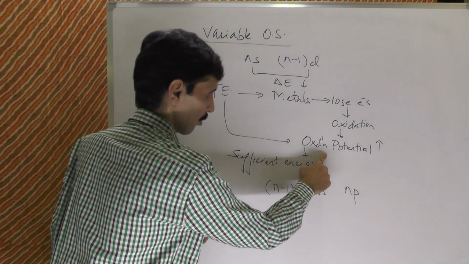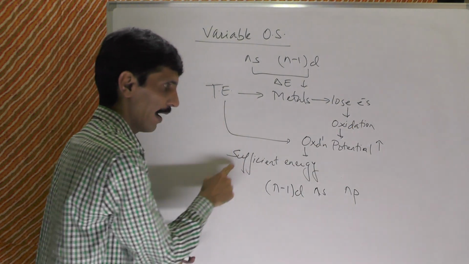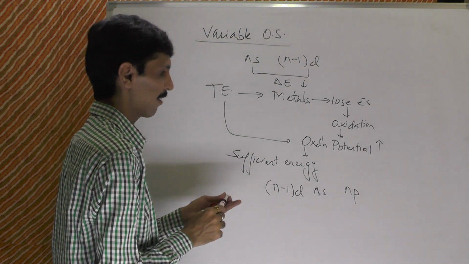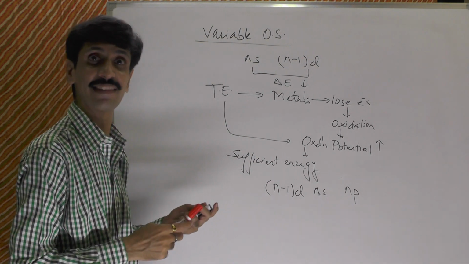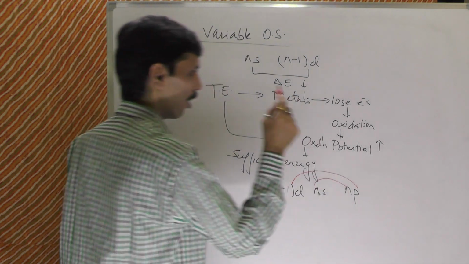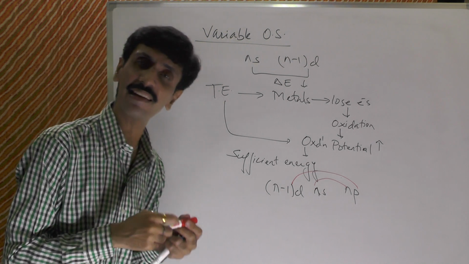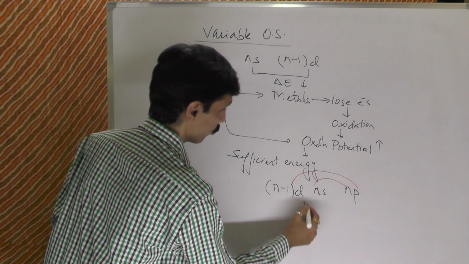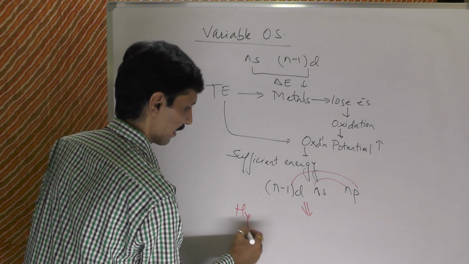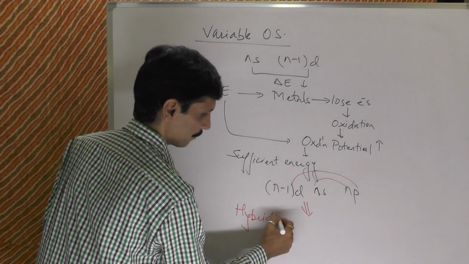So this oxidation potential, because it is high, provides sufficient energy so that the electrons from the N-1d as well as the Ns can be promoted to the vacant p orbital. And as a result, a concept which you have heard very well in your lower classes, and that is hybridization, comes into picture.